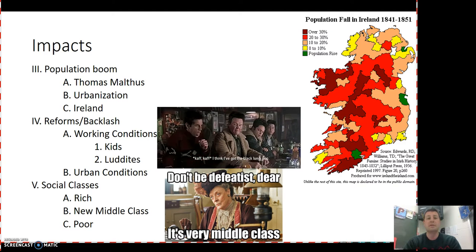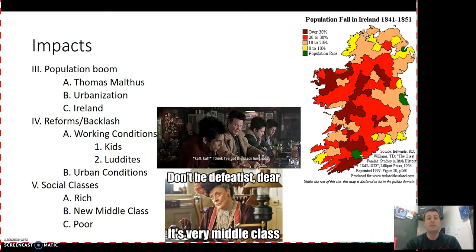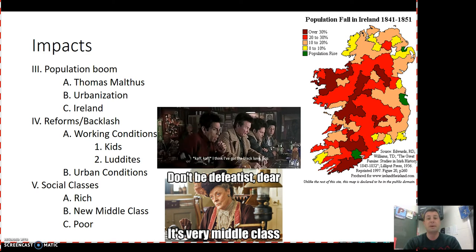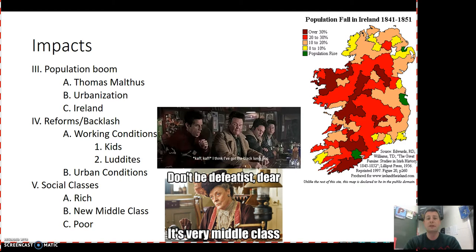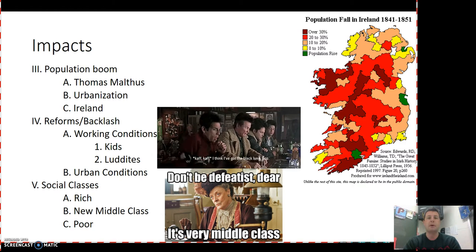But this new middle class develops and is really trying to spend their way into the aristocracy. Initially, they're just about making money. It's very capitalistic based, but eventually they're going to say, hey, not only do we want the money, we also want the political power as well. So they will start to use that purchasing power to try and jump into the aristocracy.